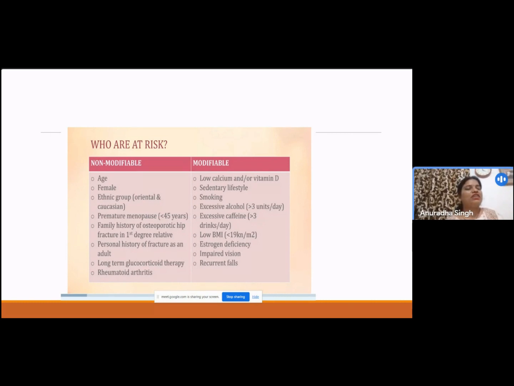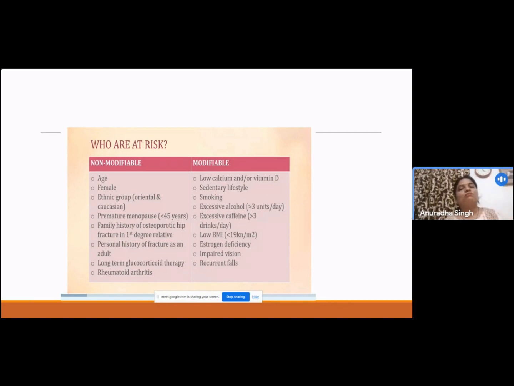So non-modifiable means the higher age group, the females, as we all are, the ethnic group, the premature menopause or the premature ovarian insufficiency, sorry, the family history of osteoporotic hip fractures, and the personal history of fracture as an adult, long-term steroid therapy, and rheumatoid arthritis. The modifiable risk factors are in our hand. They are low calcium and vitamin D levels.